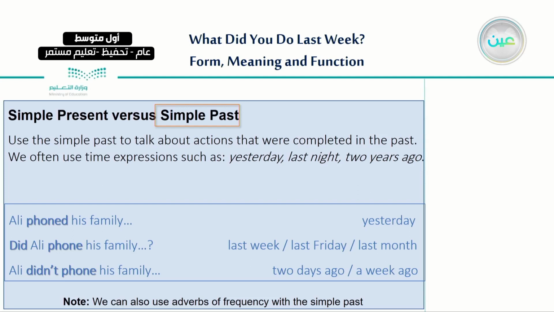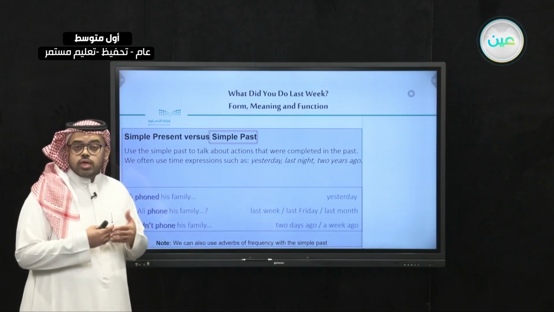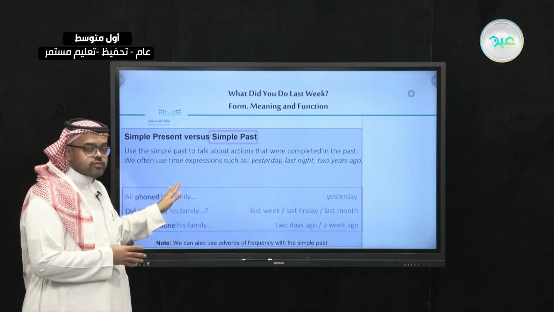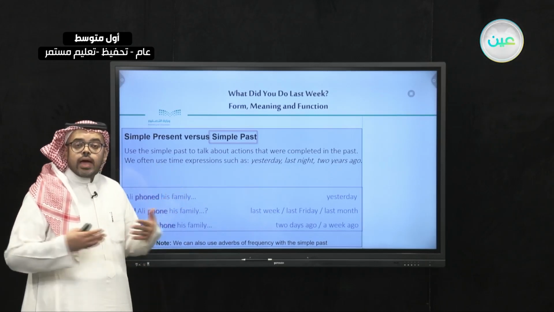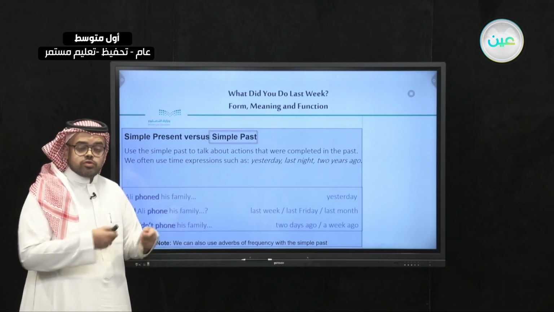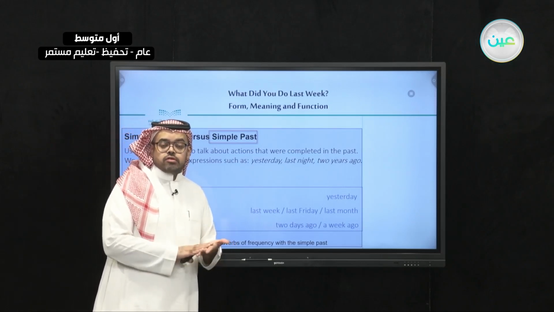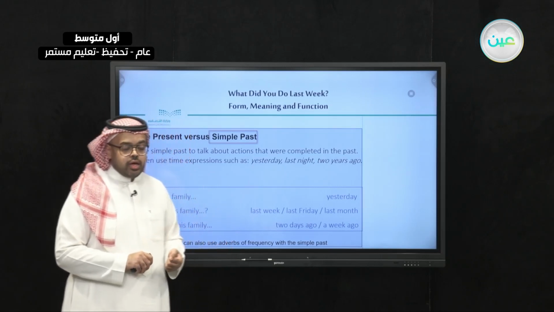The third one, in a negative form, we can say, Ali didn't phone his family 2 days ago. Or Ali didn't phone his family a week ago. So these are the time expressions that we can use in any form, whether in question or in affirmative sentence or a negative sentence. And why do you use them? Just to stress that the time of this sentence is in the simple past.